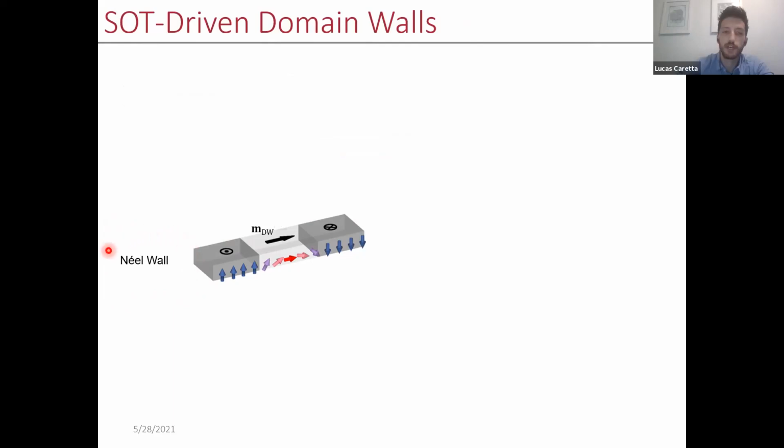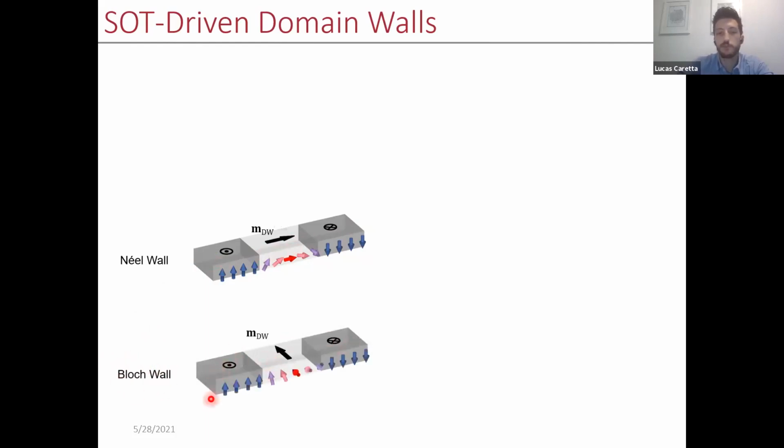The first one is a Néel domain wall, where the rotation of the spins from one domain to another domain occurs parallel to the normal of the domain wall. Conversely, in a block domain wall, the rotation of spins from one domain to the next actually happens perpendicular to the normal of the domain wall. And spin orbit torques really only act on Néel type of domain walls, and that just has to do with the symmetry of that kind of torque.